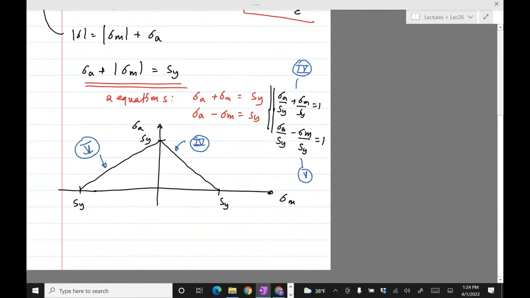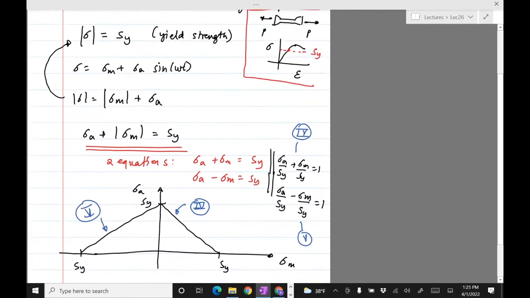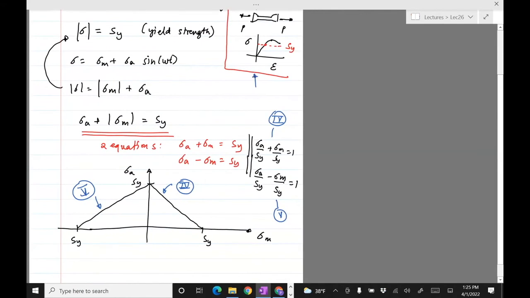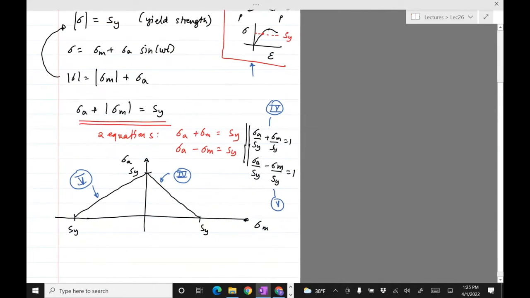Okay, so this is just telling us what will happen in this situation where you have a uniaxial test and the material will fail the moment you increase P to a level where the sum is equal to Sy. These lines are known as the Langer lines. So we have Goodman line and the Langer lines.